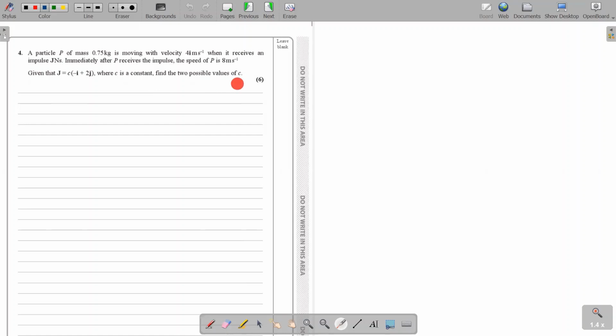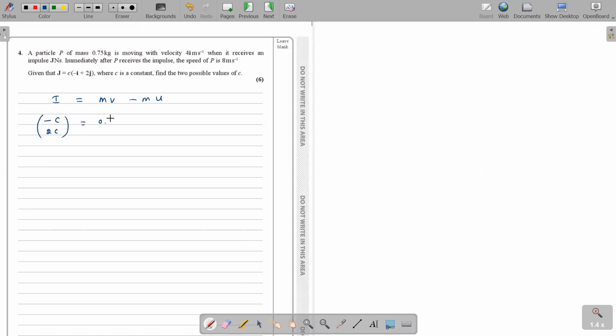Okay, first things, what do we do here? Immediately the equation that comes into our mind is the impulse equation. So what's the impulse equation? I equals mv minus mu, isn't it? So impulse is given to you as c times (minus i plus 2j), which means minus ci plus 2cj. So this is my impulse.